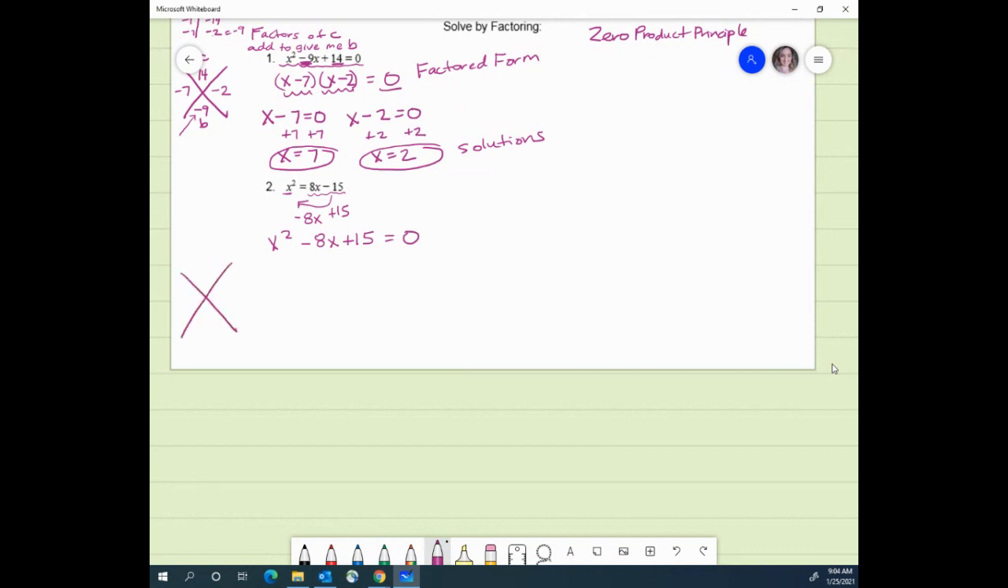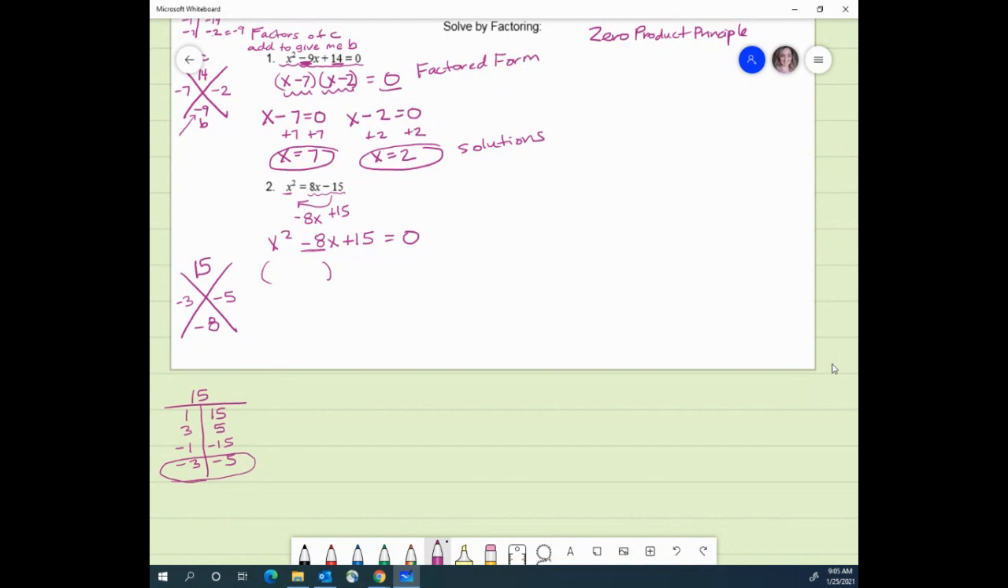So here's my x. C goes on top. B is -8. Remember, B is always with the x. So let's come down here, and I want the factors of 15. Let's just list them. 1 and 15, 3 and 5. Let's do the negative as well. And I need it to equal -8. So I'm going to choose this pair right here. -3, -5.